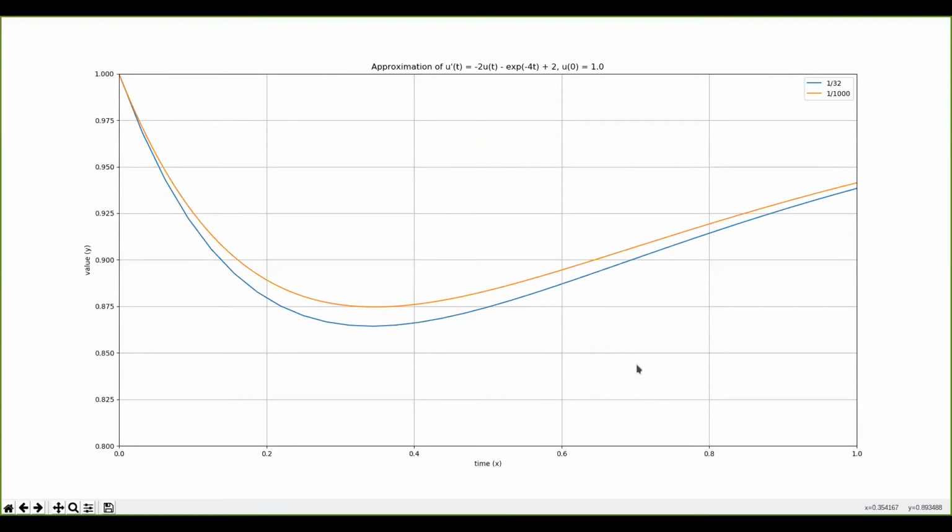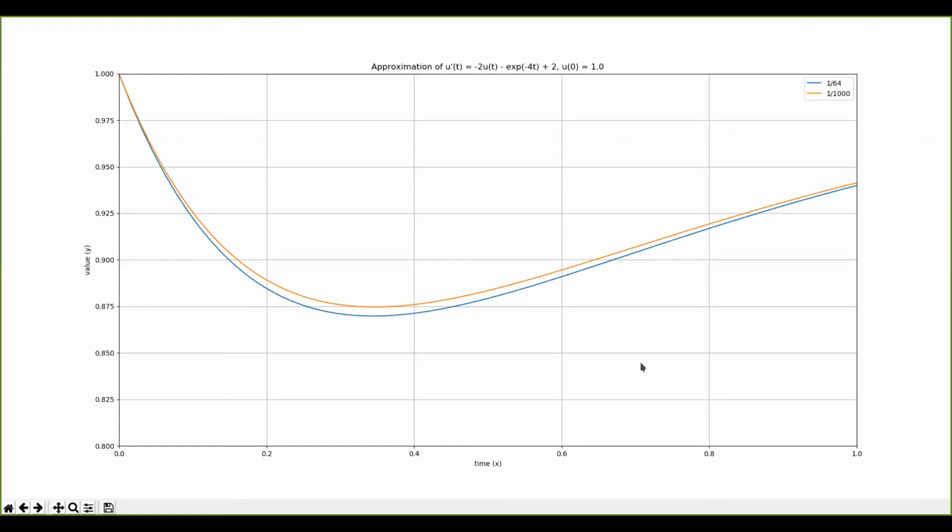Now we decrease the length of the subintervals even further, and every subinterval is now length 1 over 32. Now it's 1 over 64. And you can tell that the blue curve, the approximation, is closing in on the orange curve. I've halved the length of the subintervals again. This time it is 1 over 128.